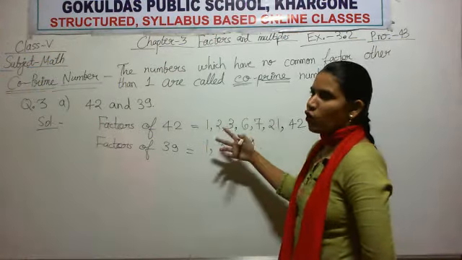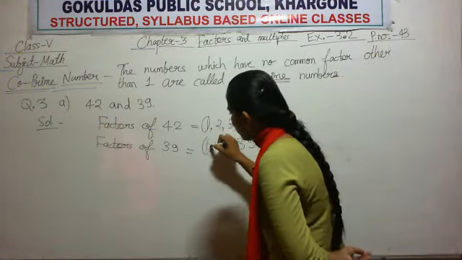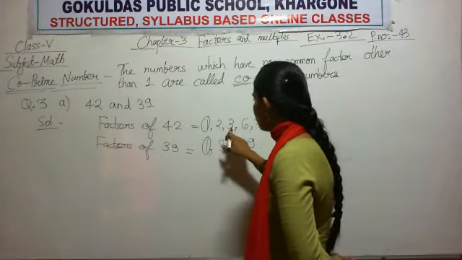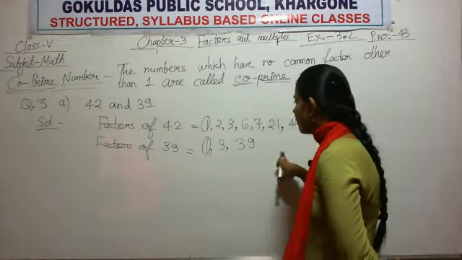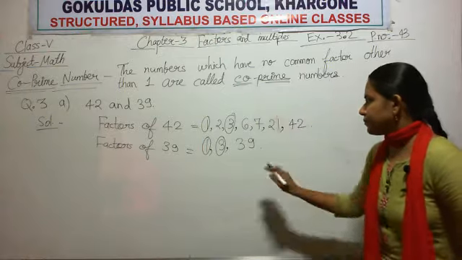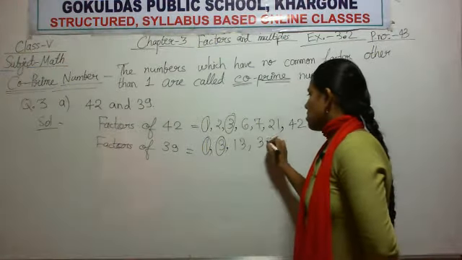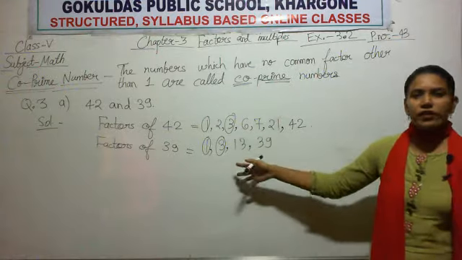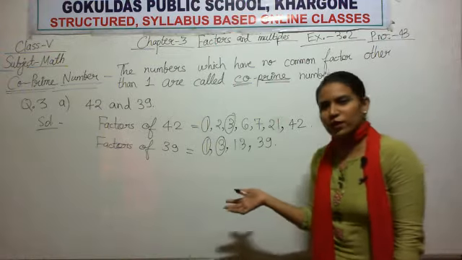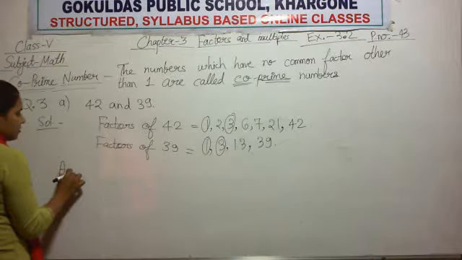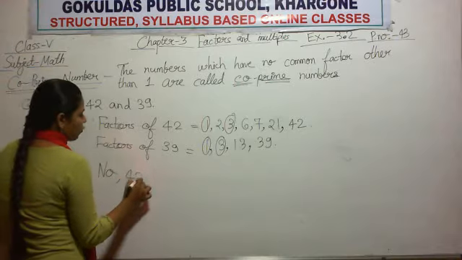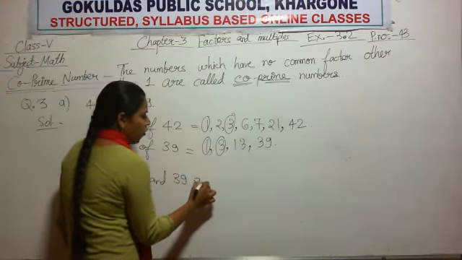So now observe the common factors. Both the numbers have 1 as a factor, so 1 is common. Now 2: 39 does not have 2 as a factor, so 2 is not common. Then you observe that 3 is common. So here you observe that there is more than 1 common factor. So your final answer is no, 42 and 39 are not co-prime.